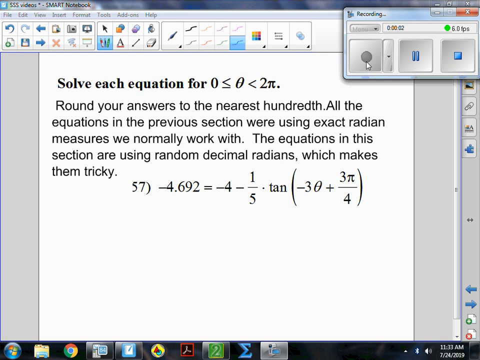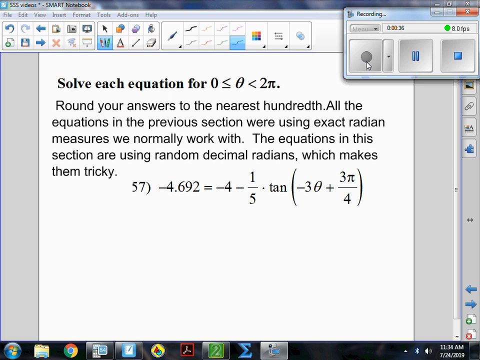Okay, the next few problems are challenging in that they are definitely a mess. We're taking the tangent equation. We're applying every transformation there is. So there's a vertical stretch, there's a horizontal stretch or shrink, there's a horizontal shift, there's a vertical shift, looks like there's a reflection. And we're doing it with decimal radians instead of exact value radians. So this is probably different than anything you did last year.